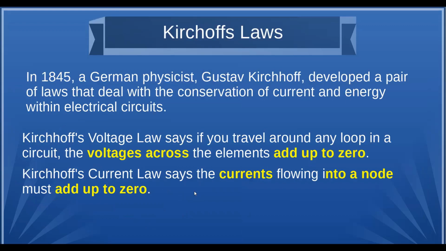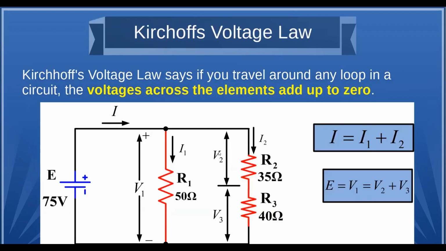Now, the current law says that the currents flowing into a node, a connection point, must add up to zero. So, I forgot I had this one. Here's the voltage law again. We can see that we have E here and V1 across R1. So if we go in that direction, we've got opposing voltages, so there'll be zero. Same thing over here. And this was also showing that the current through these two resistors is going to be the same because they're in series.